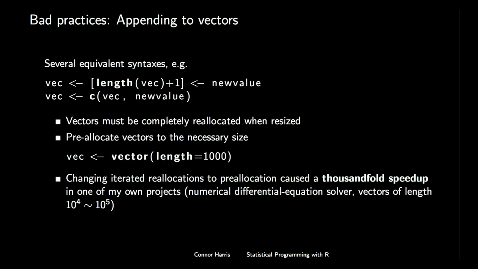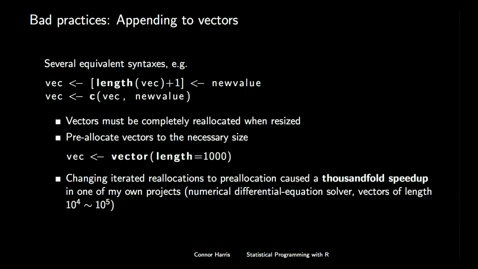More bad practices. Appending to vectors. Other thing I should correct, that in that first line, vec arrow, that arrow should not be there. You can assign to a vector by taking its length plus 1 and assigning some value to that. That will extend the vector, or you can do vec equals c, vec, new value. Again, if you use c with a vector as an argument, the resulting hierarchy gets flattened. So you'll just get a vector that's extended by 1. Never do this.